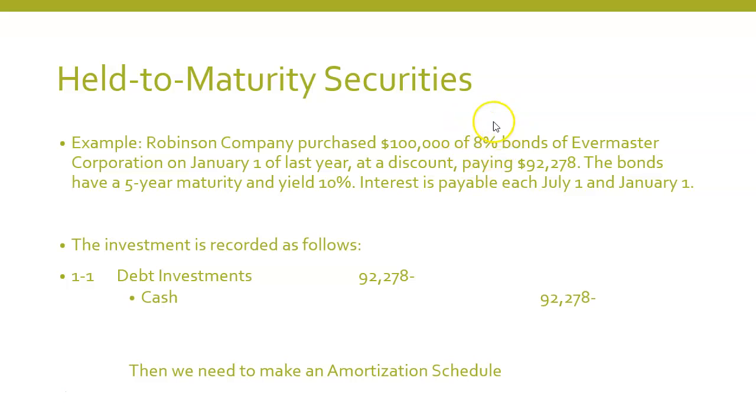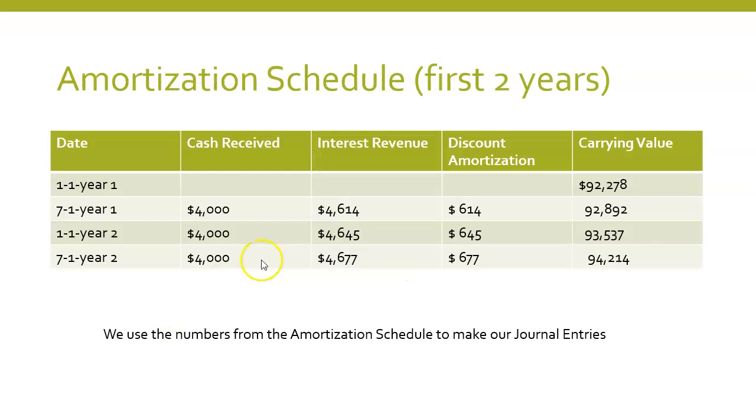This was an 8% bond, so that's the stated rate of interest. So 8% times 100,000, and it's paid every 6 months, so 100,000 principal times 8% rate times the time of 6 months out of 12. Okay, and that would give us the $4,000 cash that we received on July 1st of the first year.